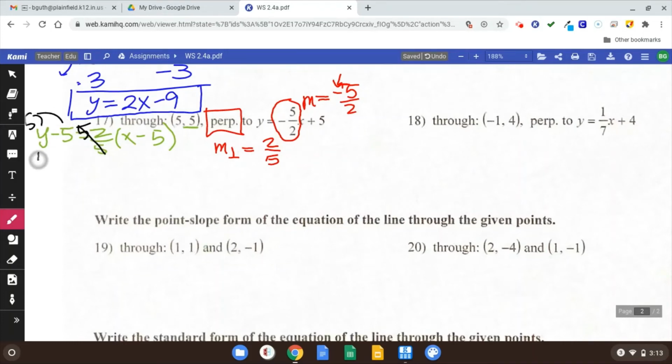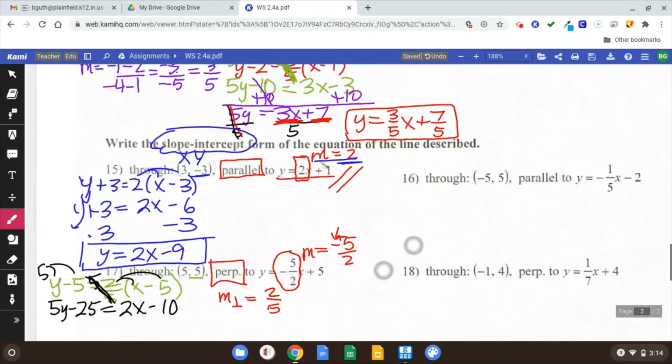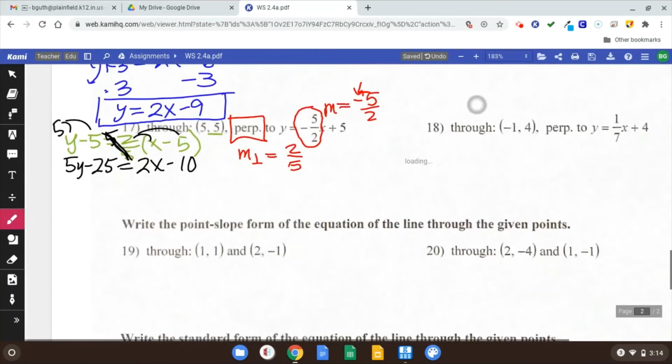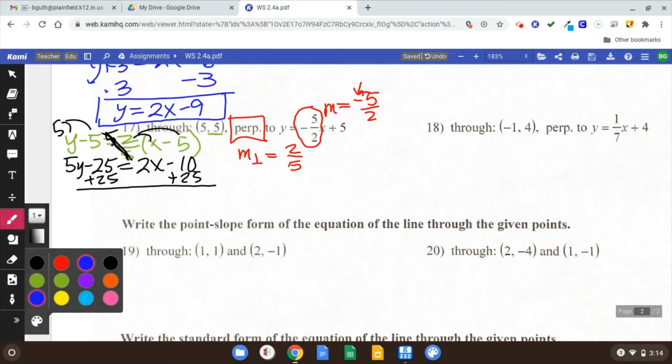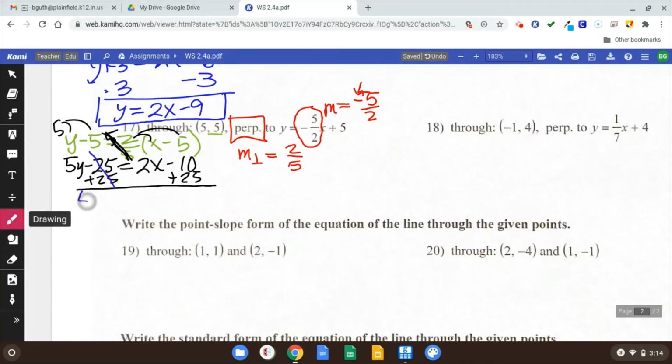On the left side, distribute. So you'll have 5y minus 25. On the right side, the 5 canceled, but you'll still have to distribute the 2. So equals 2x minus 10. What do we want again? Slope-intercept form. So make sure you keep an eye on where you're going. You're going towards slope-intercept form. I want to add this 25 over, trying to get y by itself. So I'm left with 5y here equals 2x, and -10 plus 25 is plus 15.